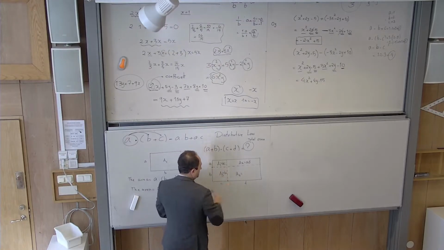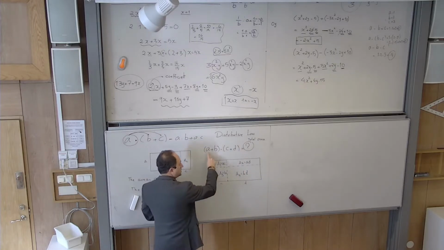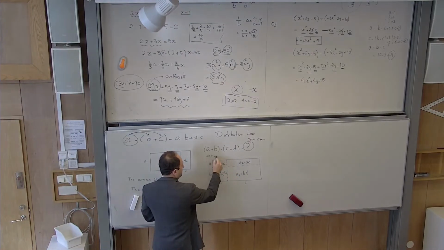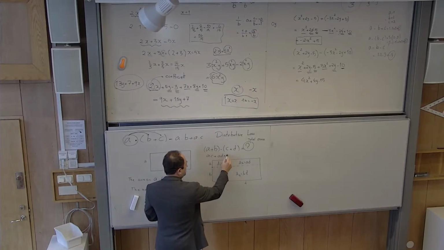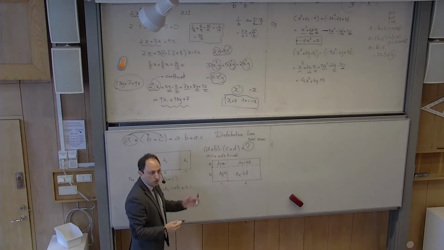B times D. So this means that on the one hand, the area is this. On the other hand, the area is the sum of these 4 areas. So AC plus AD plus BC plus BD. Yes? So these two numbers should be the same.